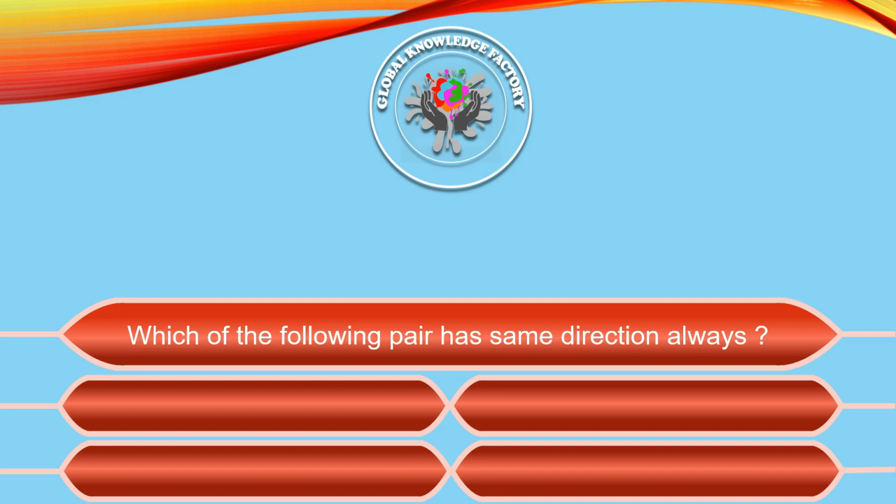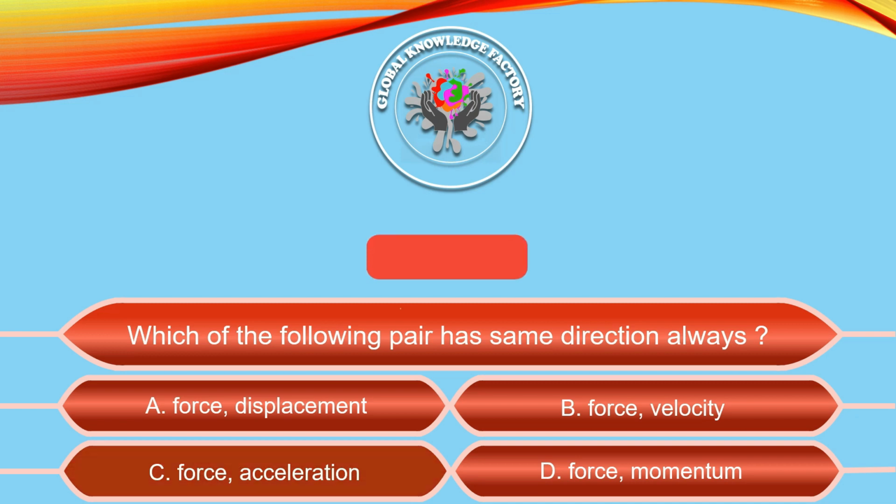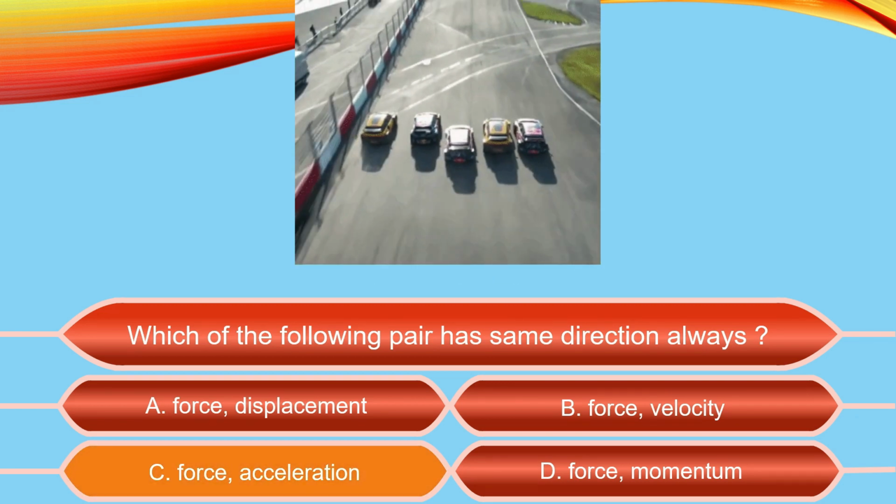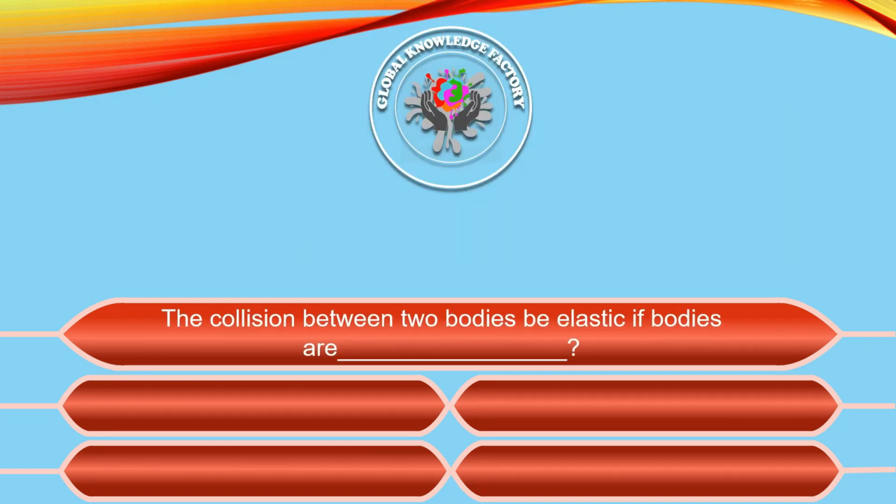Which of the following pair has same direction always? A. Force displacement, B. Force and velocity, C. Force and acceleration, D. Force and momentum. Answer is C. Force and acceleration.